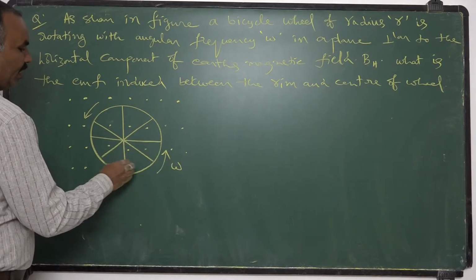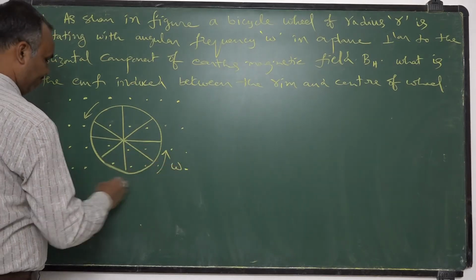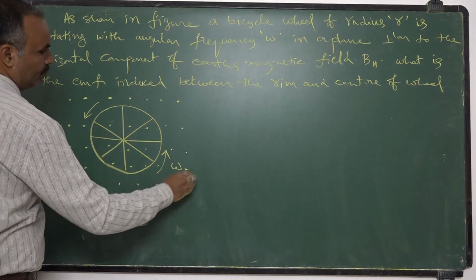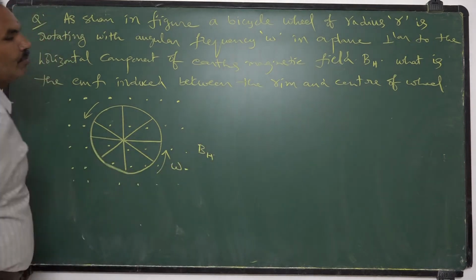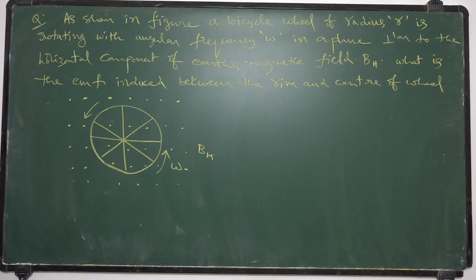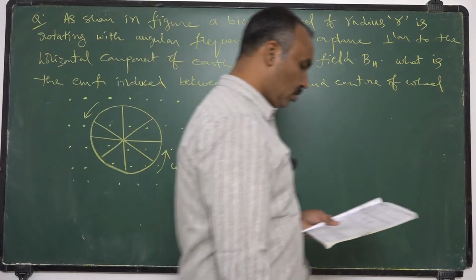So this is the magnetic field direction, B. We need to solve this question. Solution. Solution is quite simple.